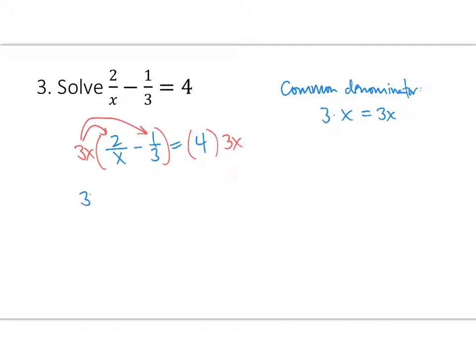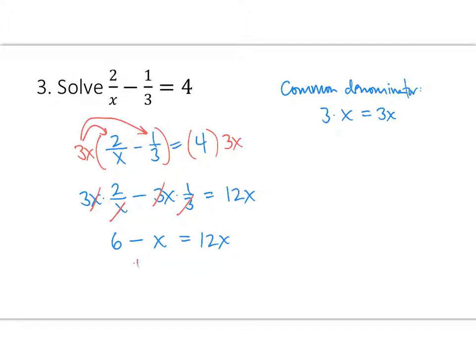So on the left-hand side, we get 3x times 2 over x minus 3x times 1/3, and then 4 times 3x on the right-hand side is 12x. Going back to the left-hand side, this x and this x divide out, and this 3 and this 3 divide out. So we end up with 3 times 2 is 6, and then minus x equals 12x.